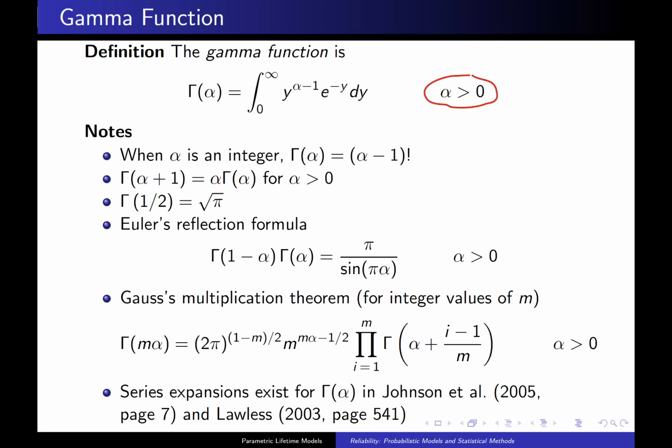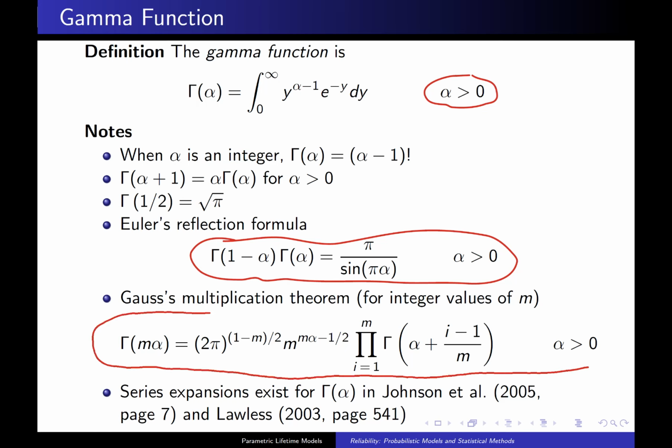And then there's three more kind of more exotic results associated with the gamma function. First is Euler's reflection theorem, and you can see the sine function gets involved with that. Then there is Gauss's multiplication theorem, and that is this long expression here. And if you are looking for series expansions of the gamma function, you can find them in Johnson, Kotz, and Balakrishnan, and also in Jerry Lawless's book.